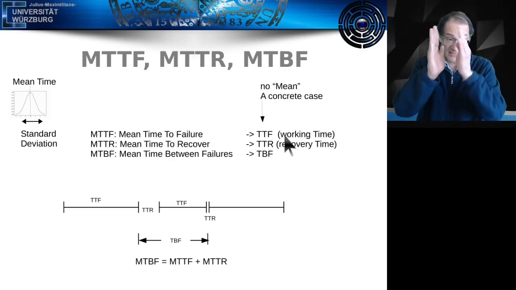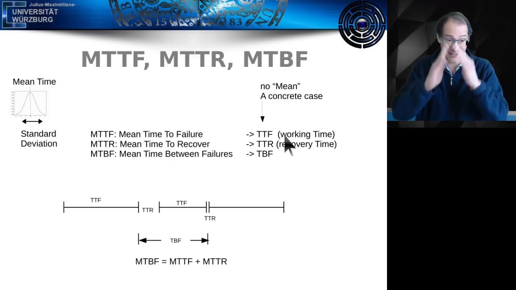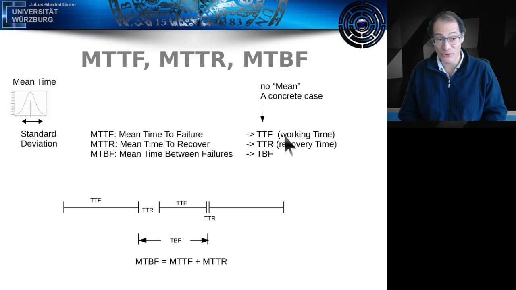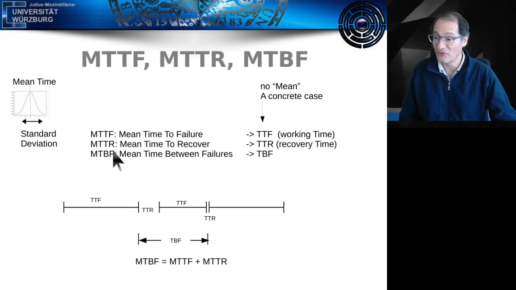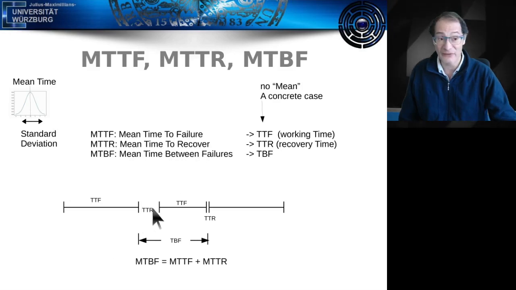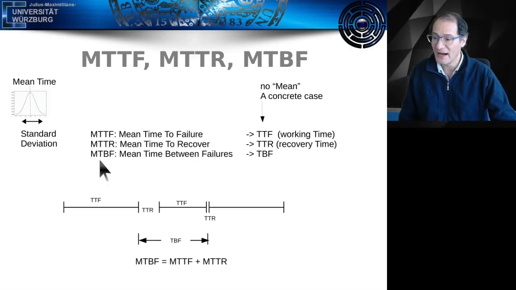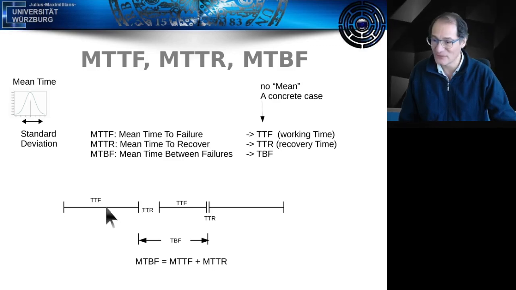And then we have this Gaussian bell, this Gaussian distribution, and then we can see what is the mean time of failures. Then we are talking about the mean time to failure, the mean time to recover after thousands of measurements, and the mean time between failures, which is the sum of mean time to failure plus mean time to recover from here to here.